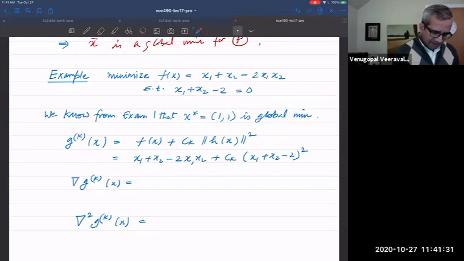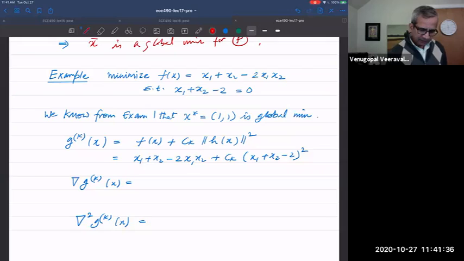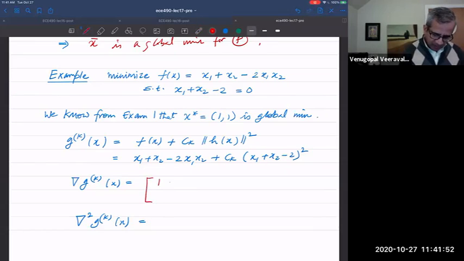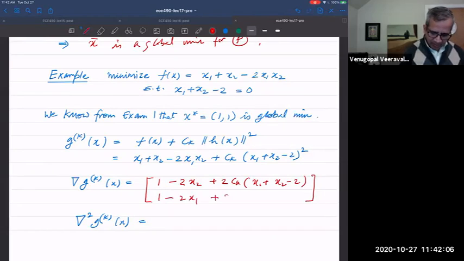So we can write down the penalty function: f of x plus ck times the constraint squared. Let's call that gk of x. And if you take the gradient of gk of x, you just get 1 minus 2x2 plus 2ck times (x1 plus x2 minus 2) for the first component. Second component, 1 minus 2x1 plus 2ck times (x1 plus x2 minus 2). It's symmetric in x1 and x2.